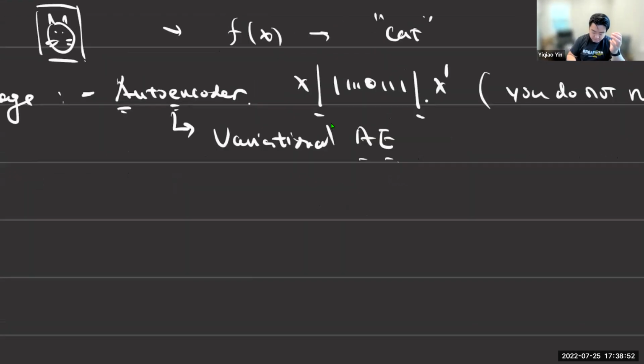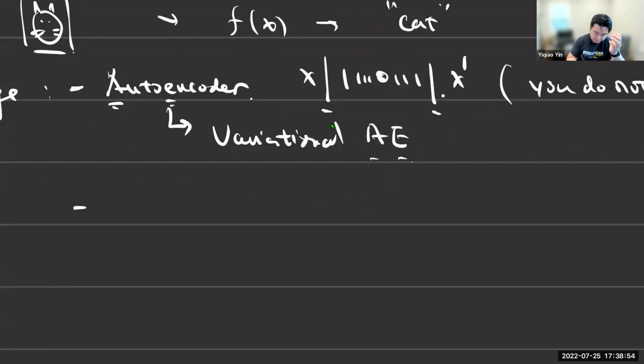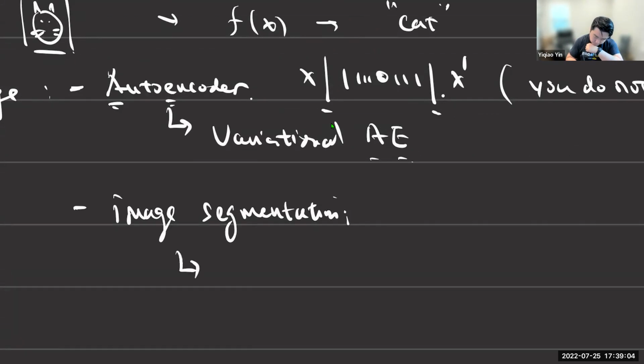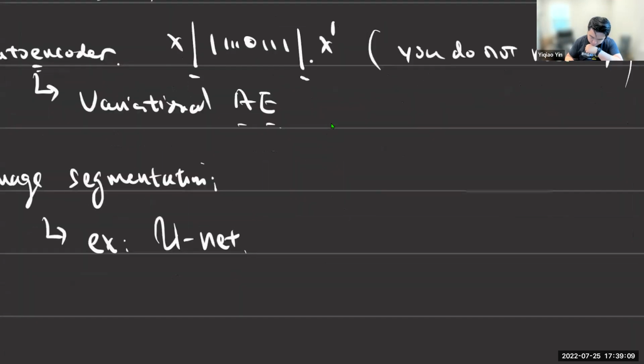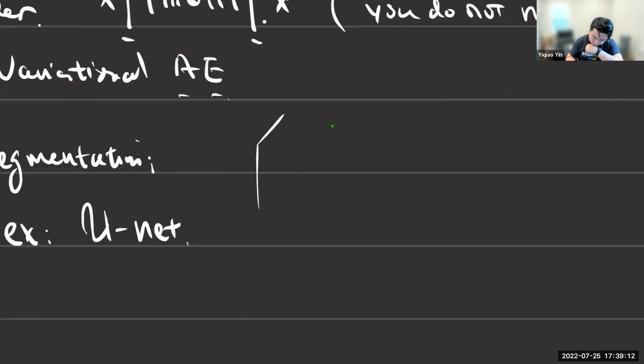Okay. After autoencoder, you're going to have image segmentation. So let's write that down. Image segmentation. And then the standard example is called U-Net. This is essentially a picture coming in like this, and then you have to shrink it, and then shrink it again, and then connect here, and then you kind of want to expand, and expand again.